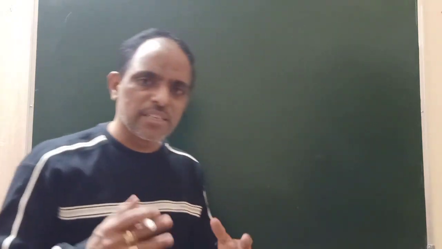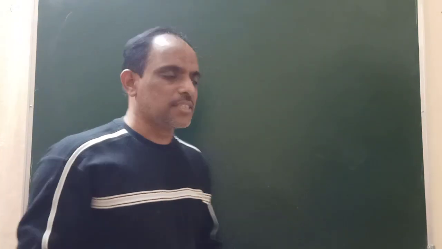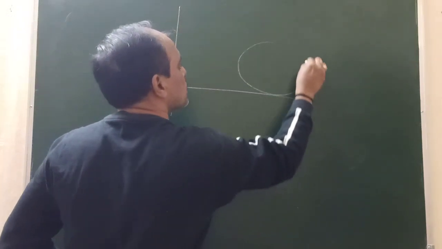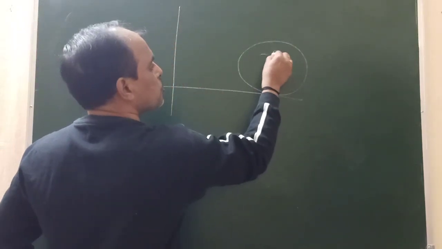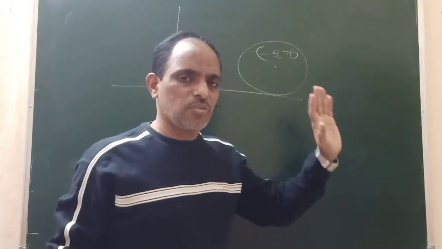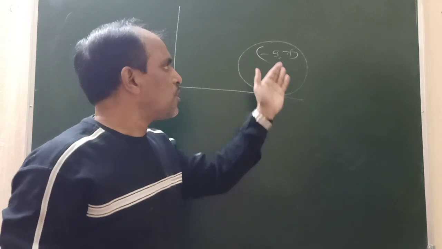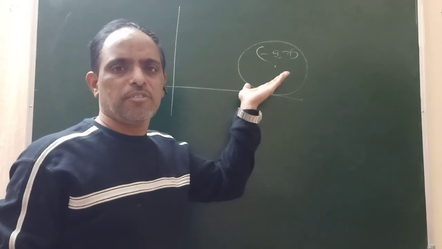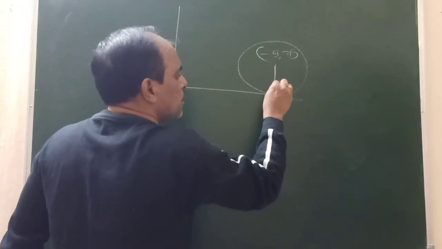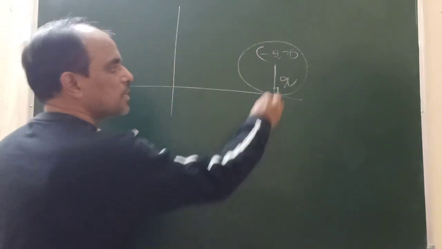Next, I am going to discuss when a circle touches the x-axis. Suppose this is a circle with the center at minus g comma minus f, but I don't think that it is in the first quadrant. If you think that it is in the first quadrant, then g will be negative, which is not possible. So this is nothing but the radius. This is nothing but the radius.